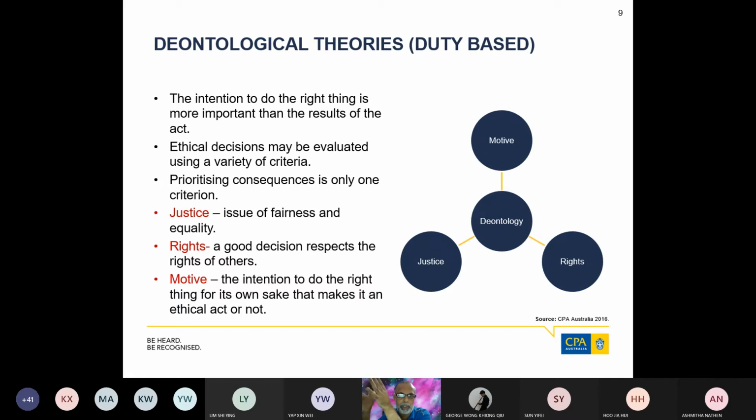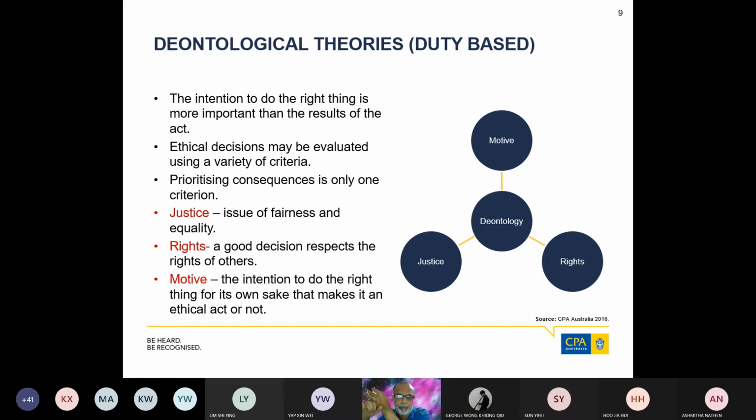If we are going to use this framework in our decision making, it's up to you to choose. I don't have any preference, but like I said many times already, you must justify. Ethical decisions may be evaluated using a variety of criteria. Prioritizing consequences, which we've already seen just now under the teleological, outcome-based theory, is only one criteria. That is not the only criteria. There are some other criteria, for example, motive.